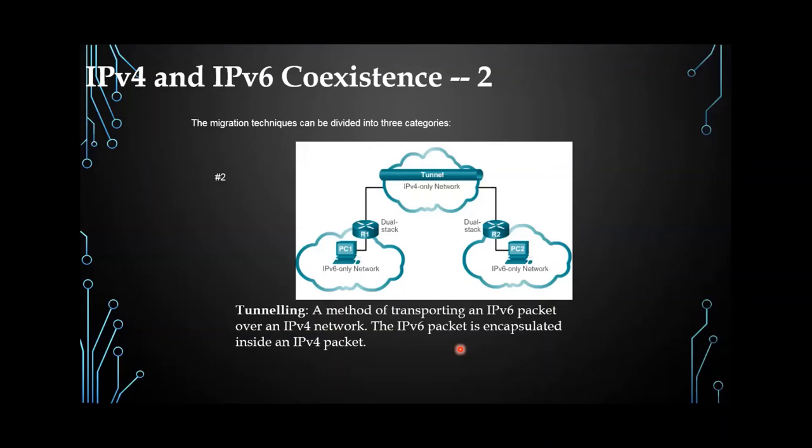For example, I have offices in location A and B, and I'm connected over the internet, but my office or my premises is 100% IPv6 compatible. So what do I have to do? I'll have to make a tunnel over the internet, and then I'll use this IPv6 technology on both my offices, while keeping the same internet, which is mostly IPv4 right now.